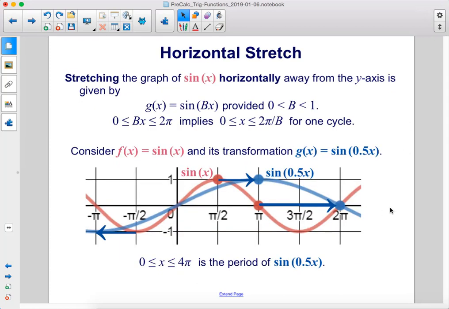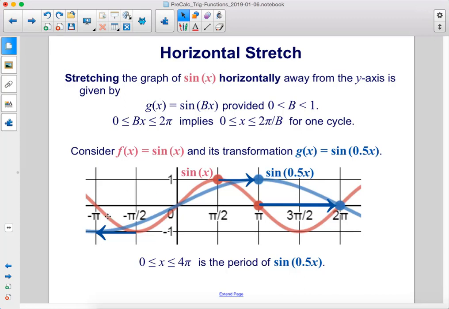Stretching the graph of sine x horizontally away from the y-axis is given by g of x equals sine of bx, provided that b is between 0 and 1. bx is greater than or equal to 0 and less than or equal to 2 pi implies that x is greater than or equal to 0 and less than or equal to 2 pi over b for one cycle.